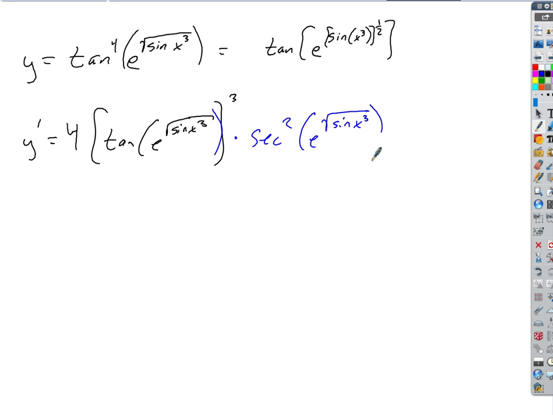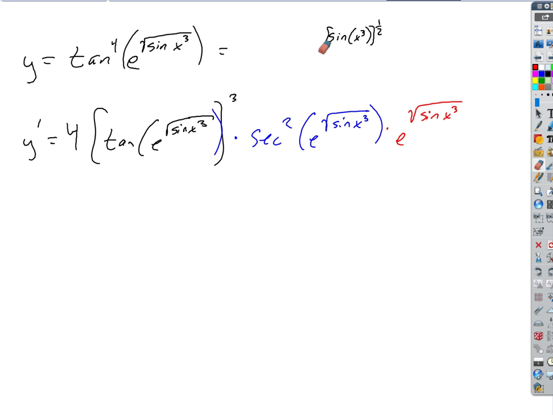Okay, next layer. If I peel away the next layer, we differentiated the tangent, so what's left? I've got e to the hand. What's the derivative of e to the hand? E to the hand. E to the square root sine x cubed. Okay, so we're done with that layer. We got rid of the e.